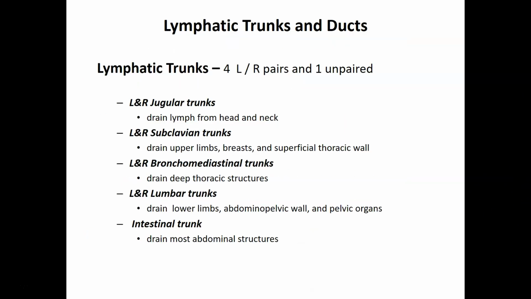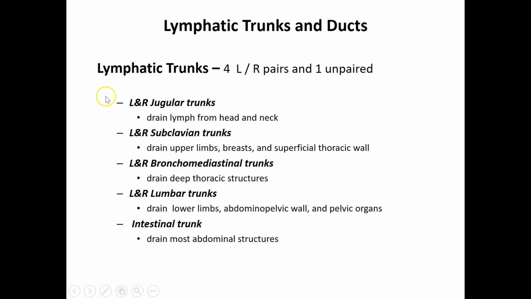Now the lymphatic collecting vessels are going to merge into the lymphatic trunks. And there are 9 total lymphatic trunks. So these are larger than the lymphatic collecting vessels. And for the 9, they're broken down into 4 left-right pairs and 1 unpaired lymphatic trunk. So the 4 left-right pairs are listed here on the slide.